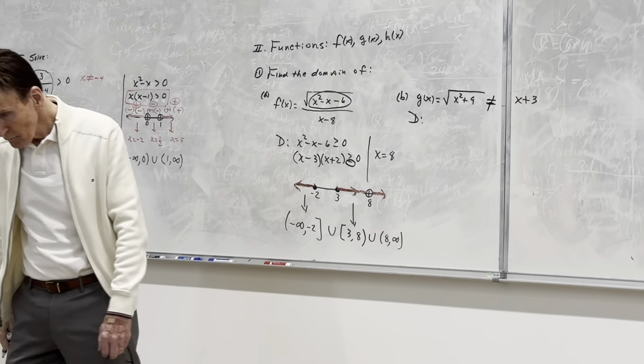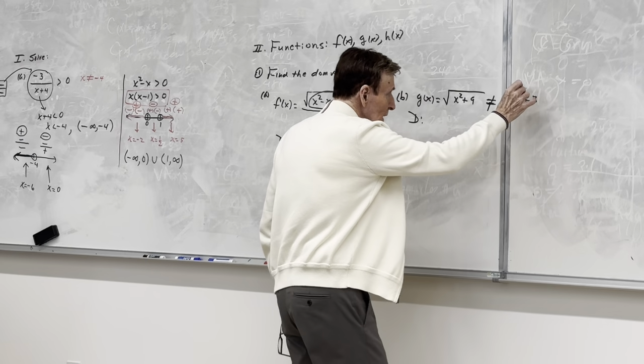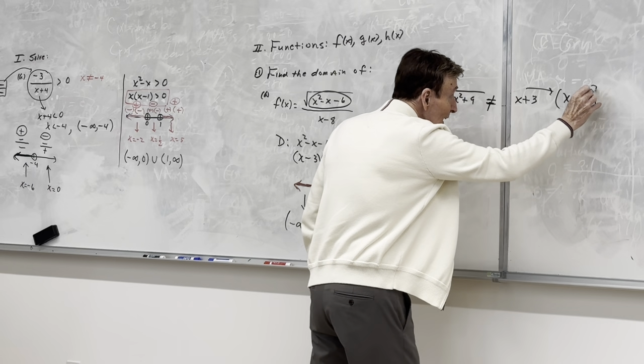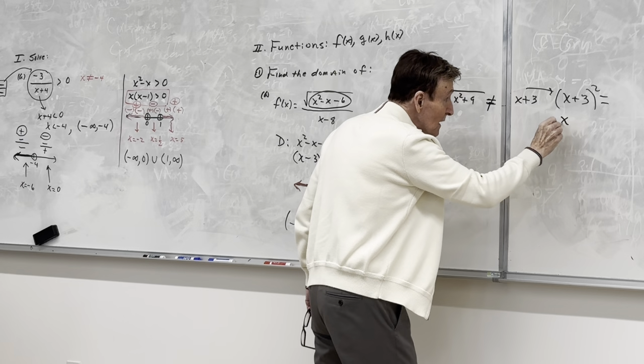Go for it. Because x plus 3 squared does not equal x squared plus 9. For a check, she's exactly right. If you think that's the answer and you square it, it should take you back to that. It doesn't. You get this.